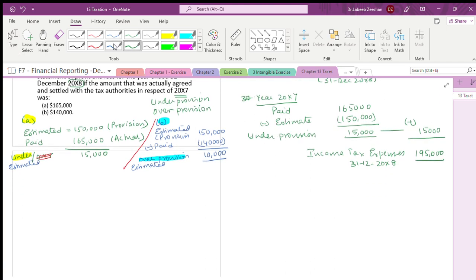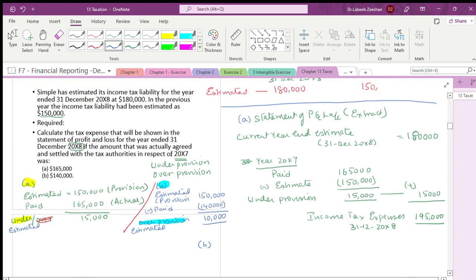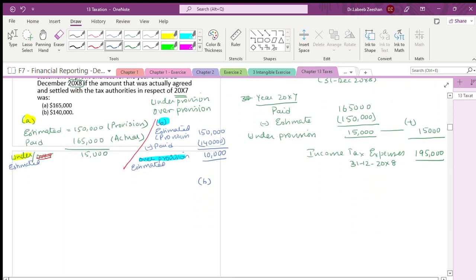The second one. Okay? What are we talking about? The point number? The second one, make it a statement of profit and loss account extract. Is that? Statement of profit and loss account extract. Okay?